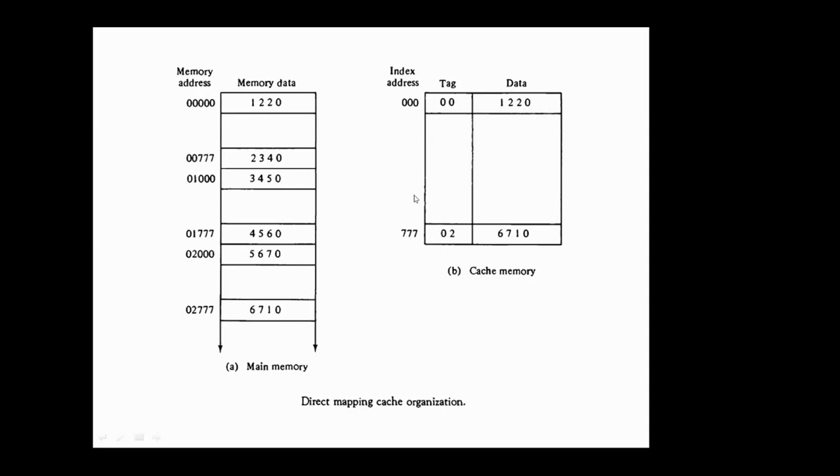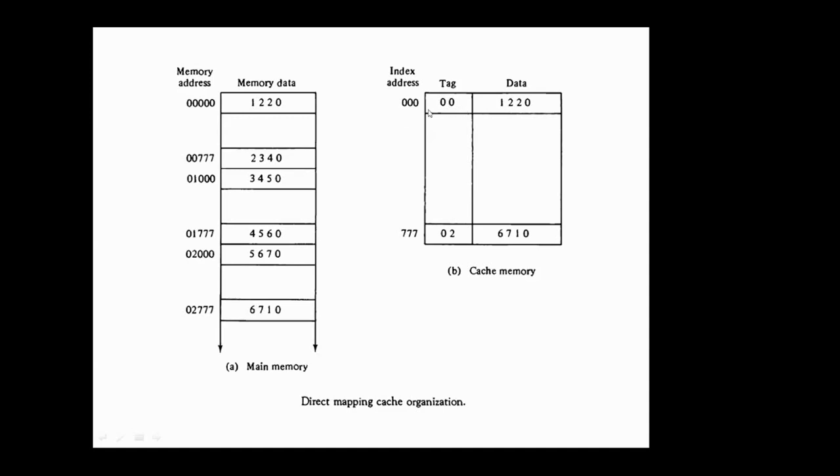Now, if the CPU says 01000, that means 000 is the index. We will go to 000. Good. Then we will compare the tag. The tag here is 00, but the address says 01. So the first part of 01000 is the tag. So 01 is compared with 00. There is a mismatch, which implies that we have a miss.